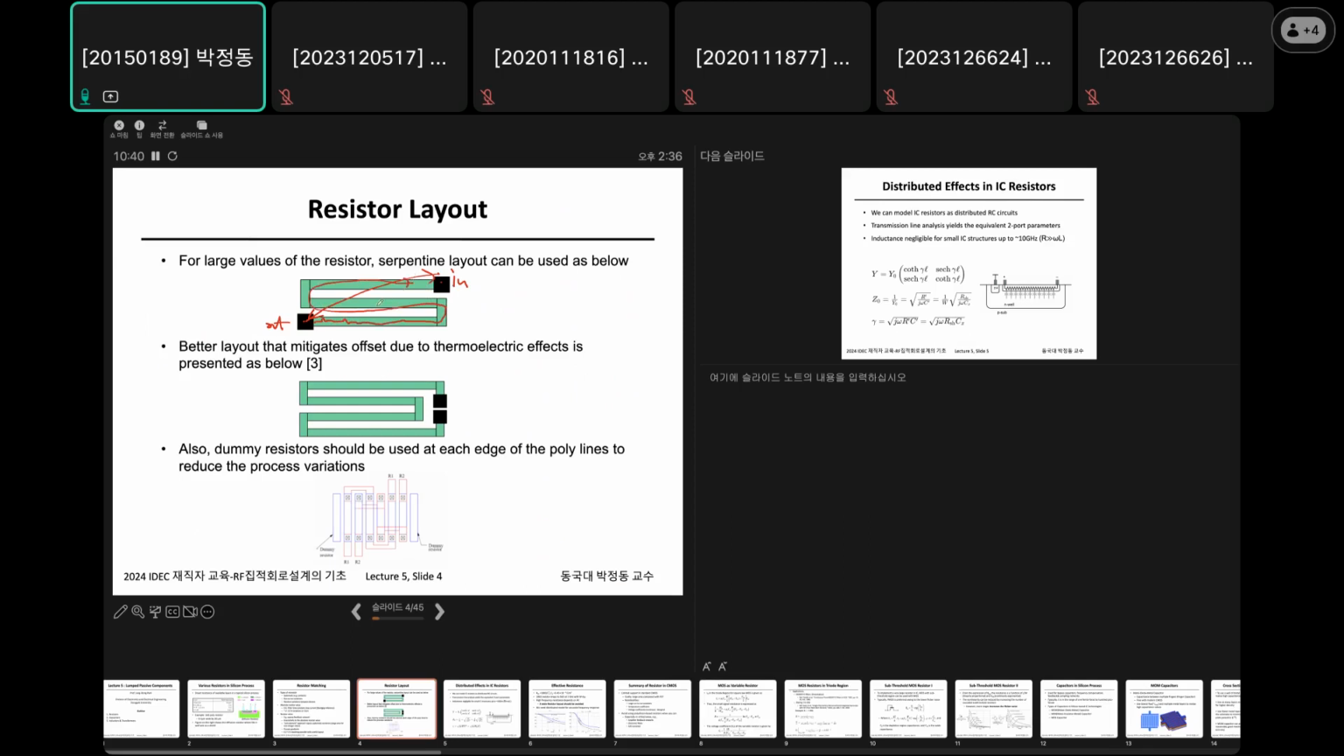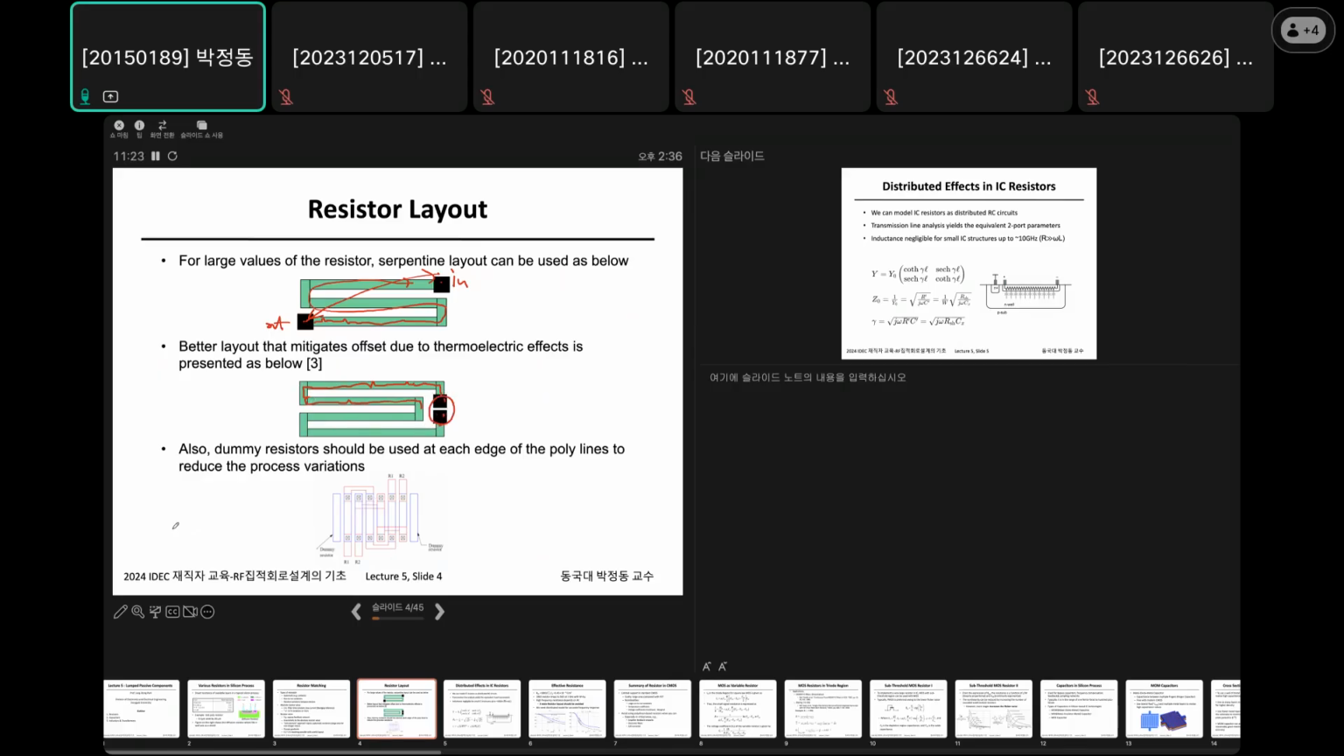So to avoid this kind of problem, we use this type of structure. Then even though there is a certain amount of resistive variation, it is symmetric. So overall, between this and this, the thermoelectric effect is reduced. That's why we gather input and output together and route like this.